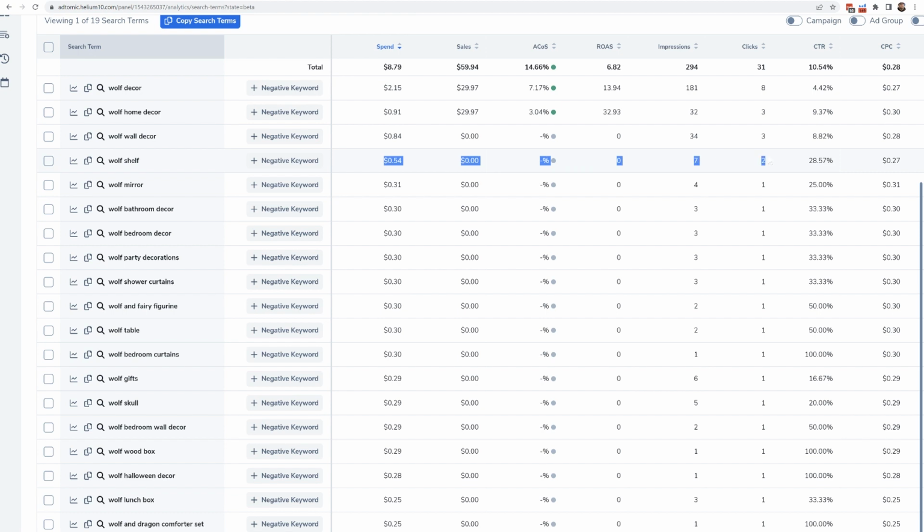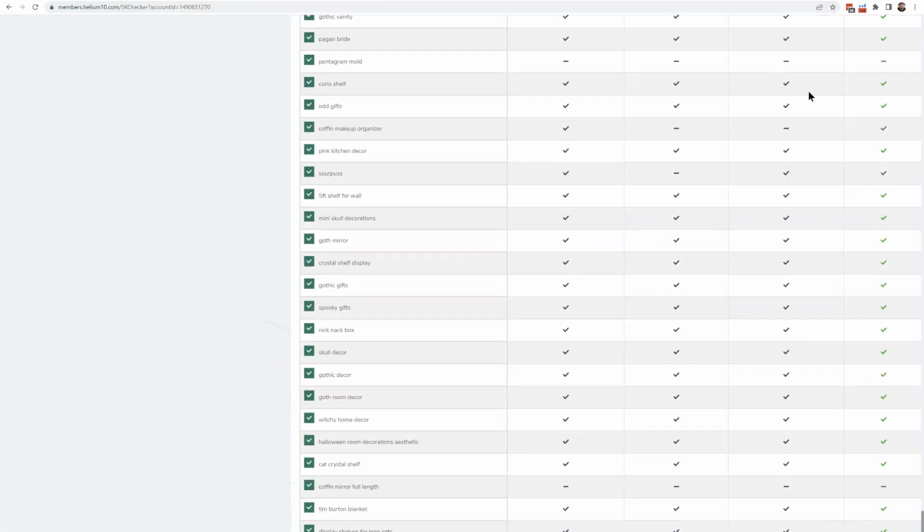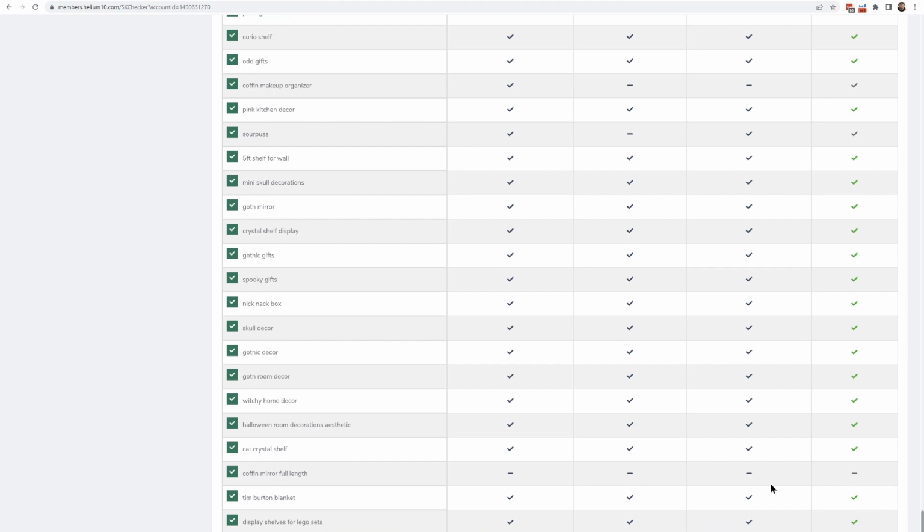Actually, here we go. Here's wolf shelf right here. I actually had a 28% click-through rate on this. But the point is, I'm organically ranking now, even though I don't even have this word in my listing. And again, you could have known that. One last one. Let's go ahead and see if I can find. Let's scroll down here. All right, here we go.